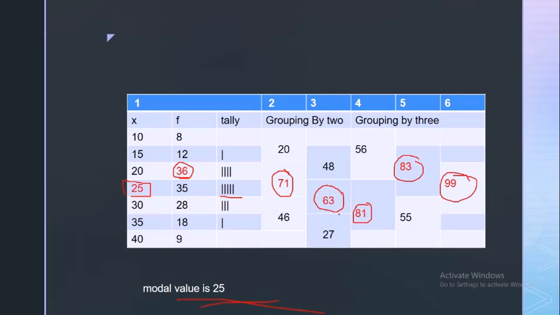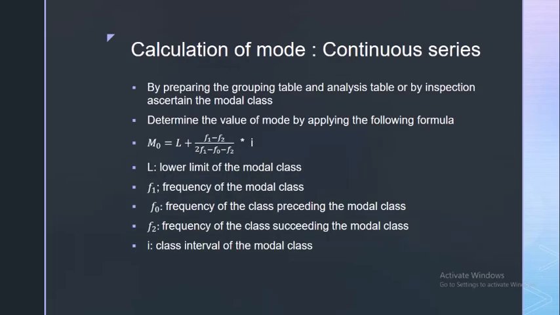And this was a discrete series. Now let's have a look at what happens when you have a continuous series. In the case of a continuous series, you can find out the modal value by the inspection method or by the grouping table and analysis table method. After that you have to determine the value of the mode by applying this formula.